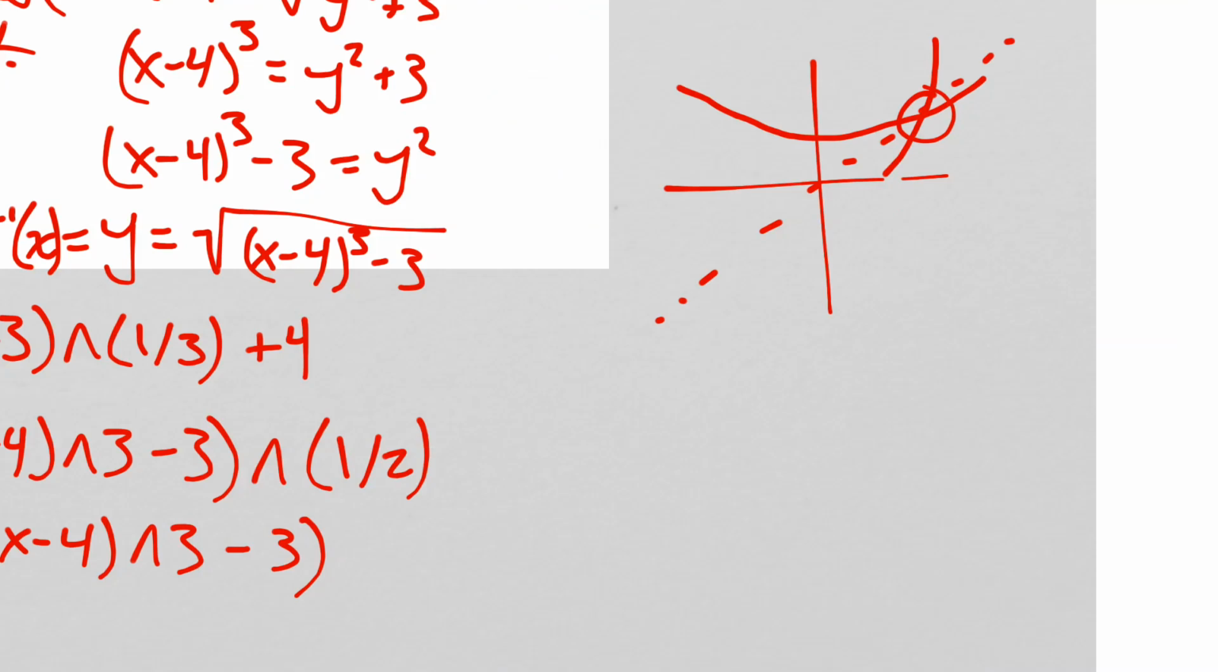So hit second, hit calc, which is the trace button, second, calc, and we want option 5, which is intersect. It will say first curve. If you only have 2 graphs entered, hit enter. It will say second curve, hit enter again. And then it's probably not going to have done anything, and it will still say second curve.